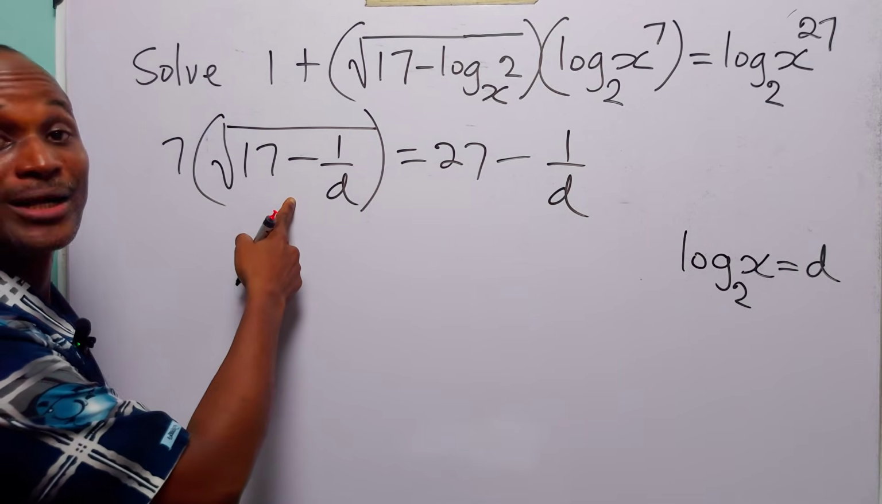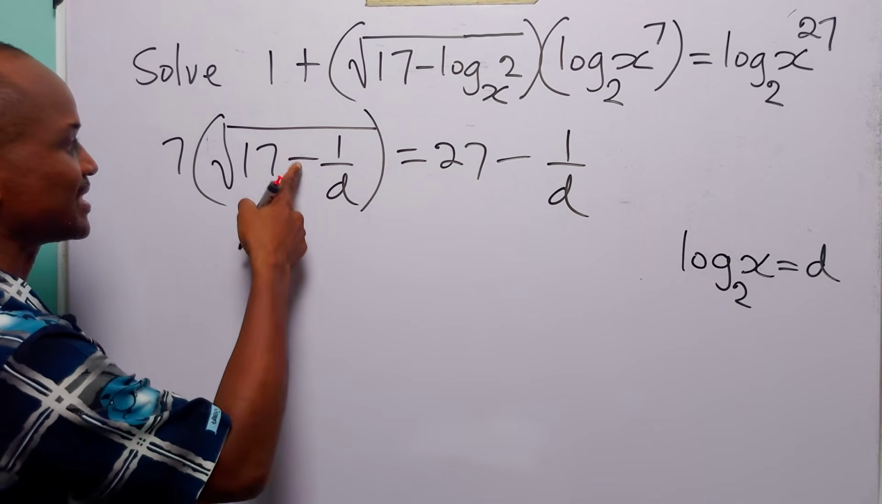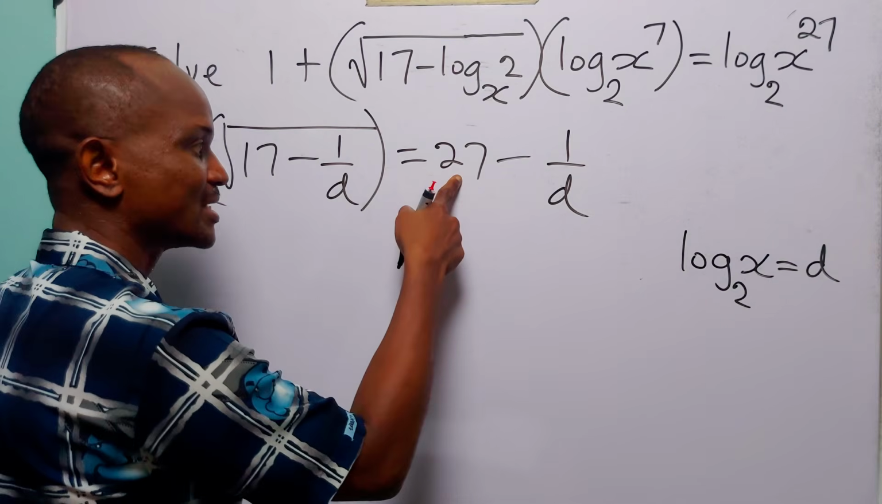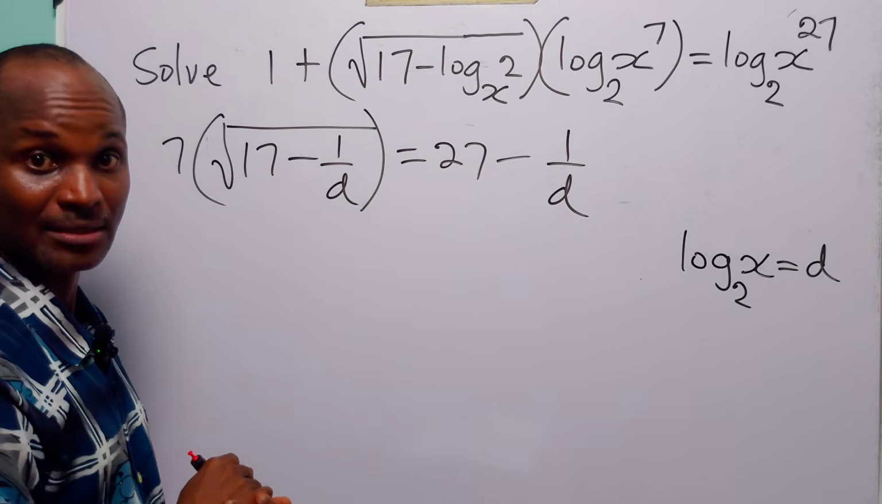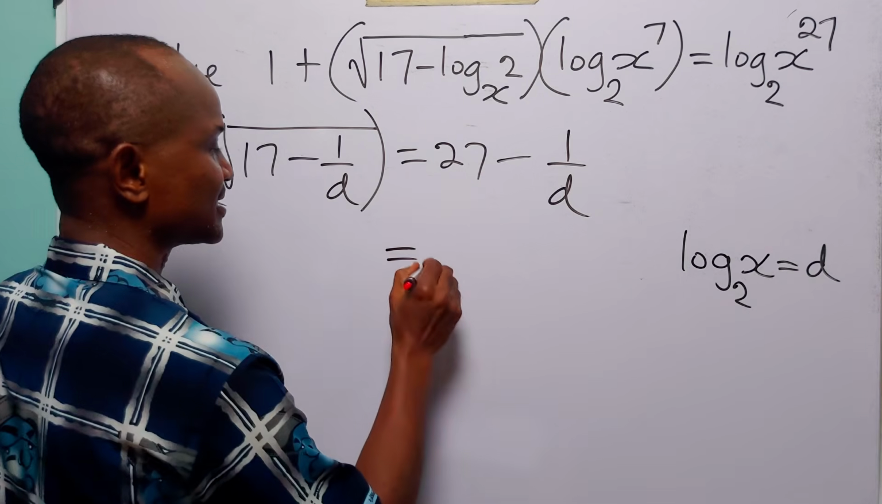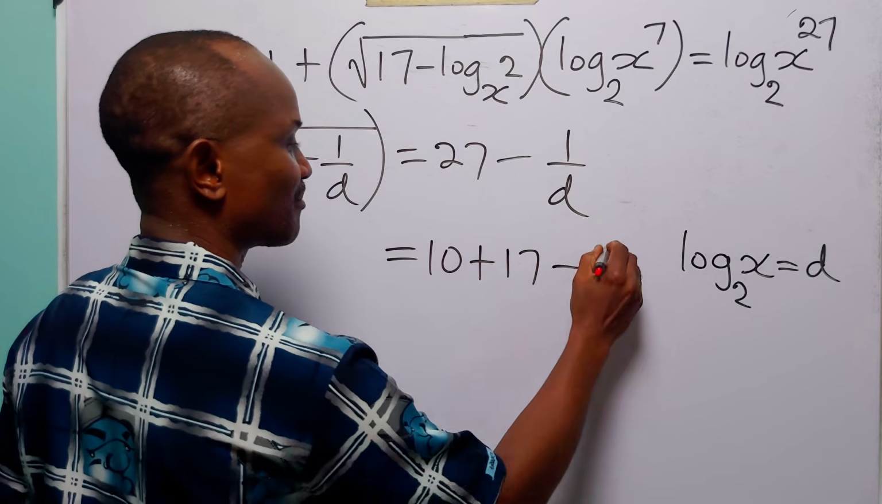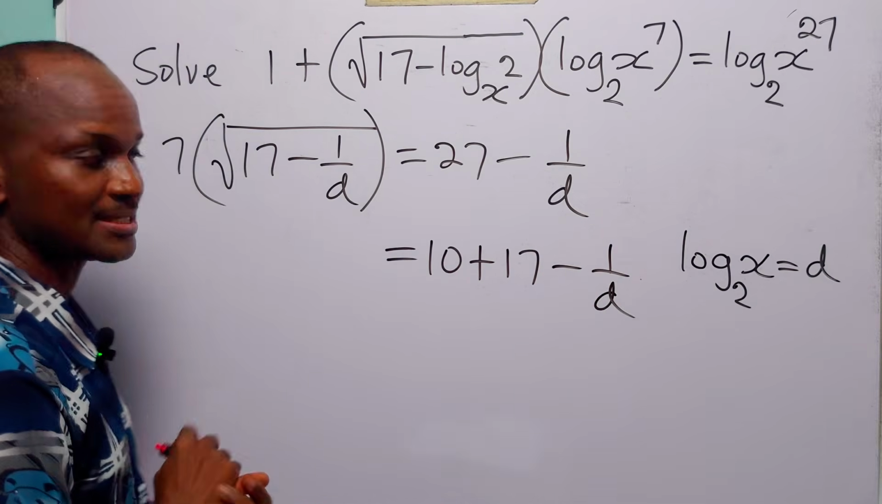Now notice that under the square root sign, we have 17 minus 1 over d. On the right hand side, we have 27 minus 1 over d. But of course, you know that 27 is 10 plus 17. Then we have minus 1 over d.